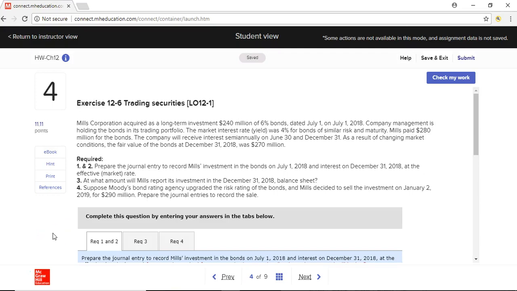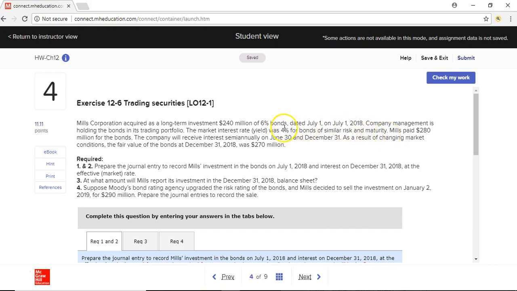Mills Corporation acquired as a long-term investment $240 million of 6% bonds dated July 1st on July 1st, 2018. Company management is holding the bonds in its trading portfolio, so these are treated as trading securities. We will take fair value into consideration. The market interest rate yield was 4% for bonds of similar risk and maturity.